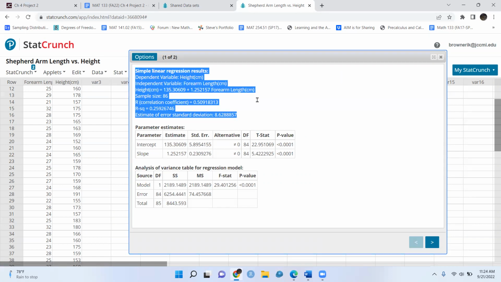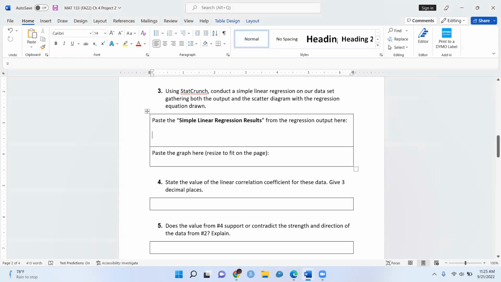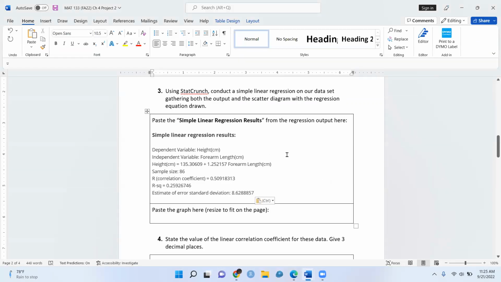And then for your PC users, you're doing Control C, or you could right click and say copy. For your Mac users, you're doing Command C, or right click and copy. And then you're pasting those results here. Now this says paste the graph here and resize it to fit the page.